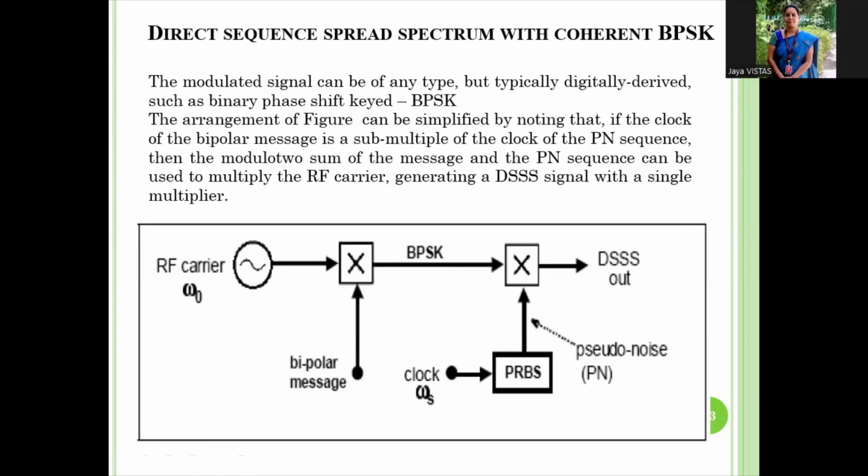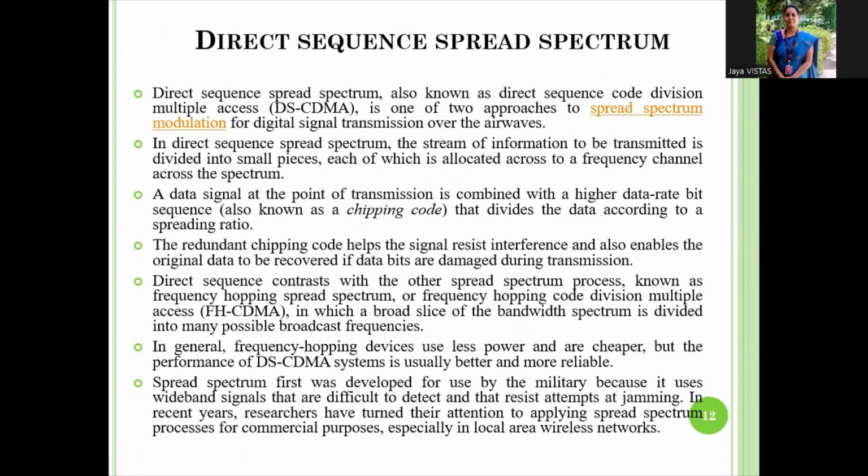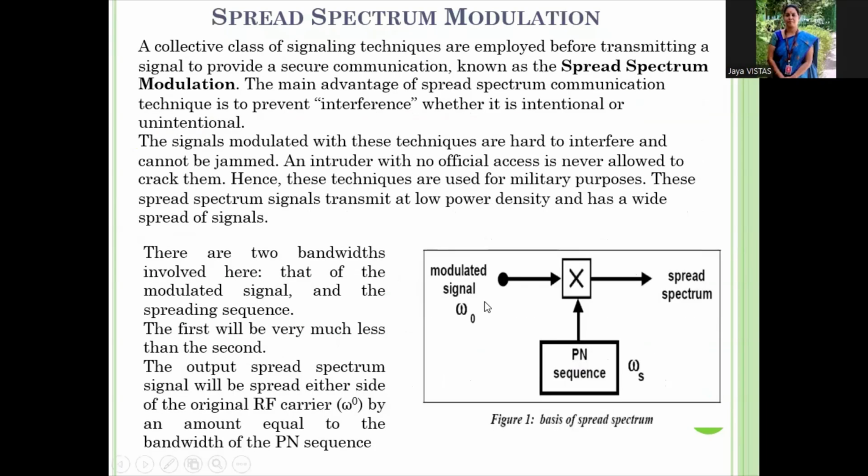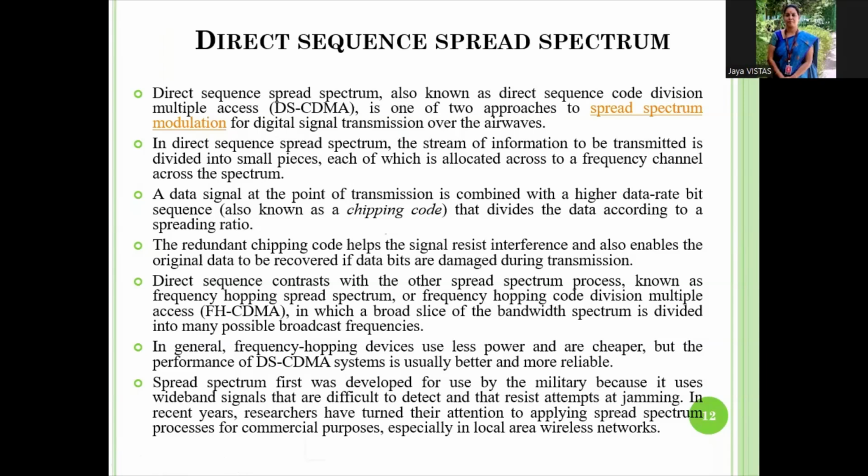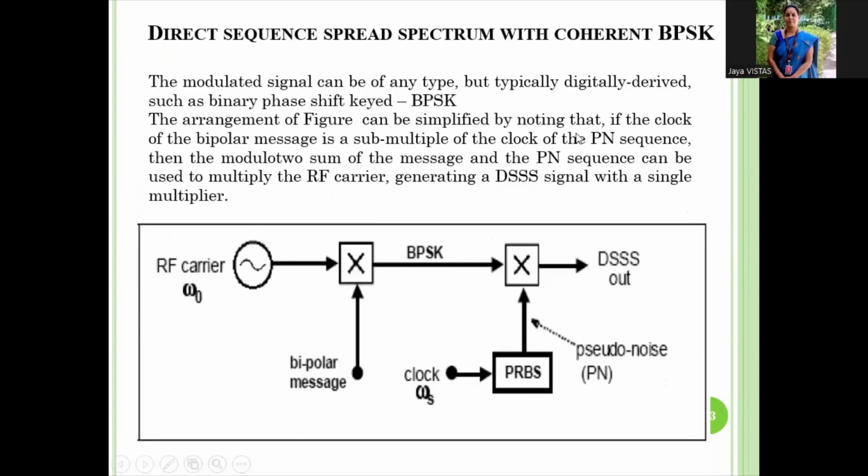This BPSK signal is applied to the mixer. Then pseudo random noise is applied to the other side. Both are mixed together here, and the output is a direct sequence spread spectrum modulated signal. This arrangement can be simplified, and the clock for the bipolar message is a sub-multiple of the clock of the PN sequence. Then the modulo 2 sum of the message and PN sequence can be used to multiply the RF carrier, generating the DSSS signal with a single multiplier.